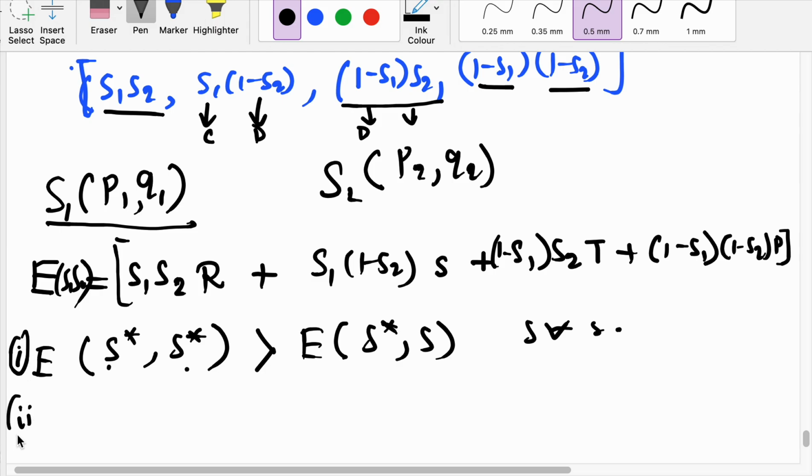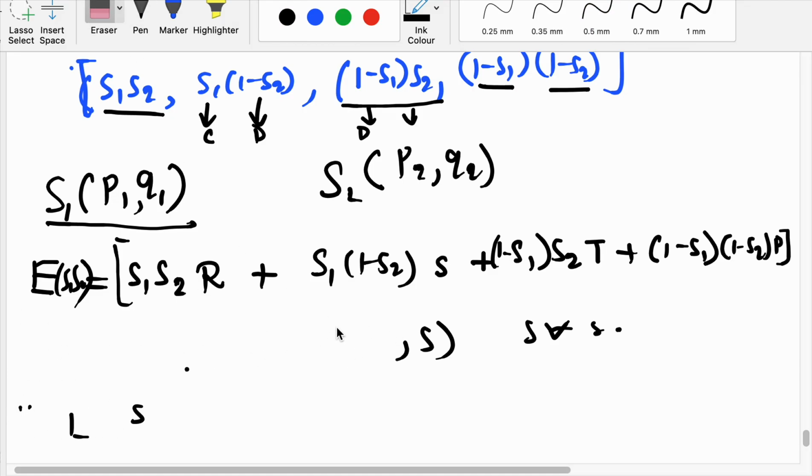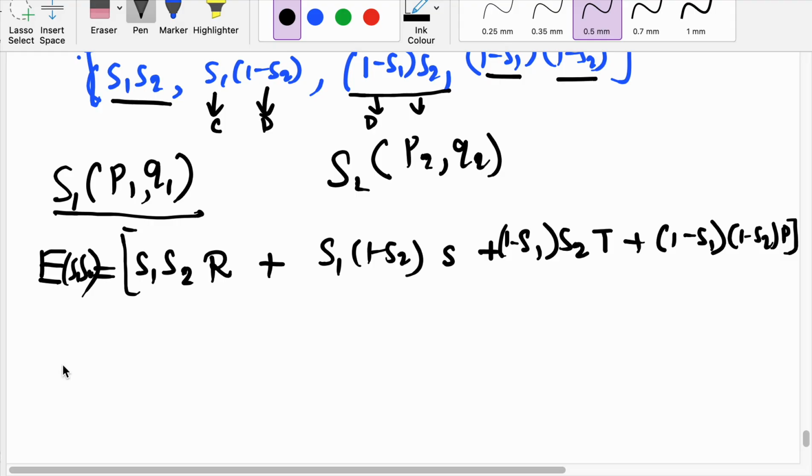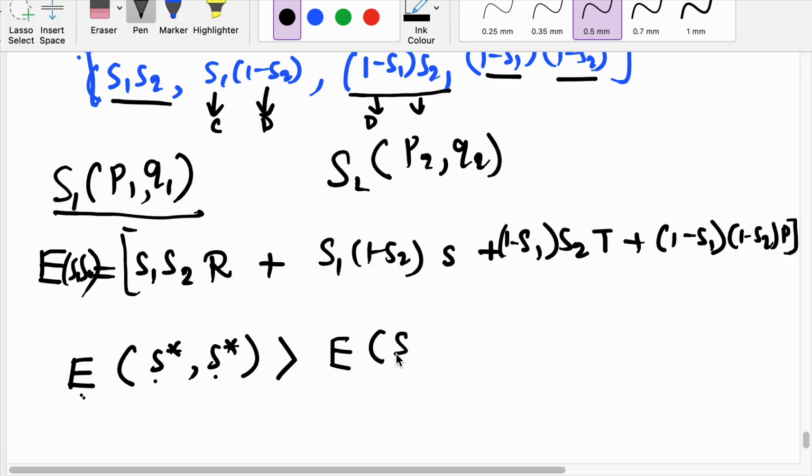And the second condition applies if somehow these two are equal. Let me write it: since we know the expected payoff, now write the condition for ESS. On average, this will be my fitness. So if the fitness of the resident A star, playing with a resident population, is greater than the fitness that a mutant gets playing with the resident, then it is the ESS.